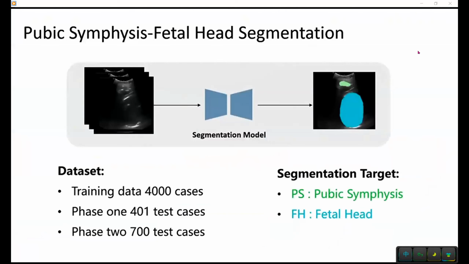Firstly, let me provide a brief overview of the challenge. The challenge provides 2D ultrasound images, along with segmentation labels for the pubic symphysis and fetal head. The training set consists of 4,000 images, while the test stages include 401 and 700 testing images.